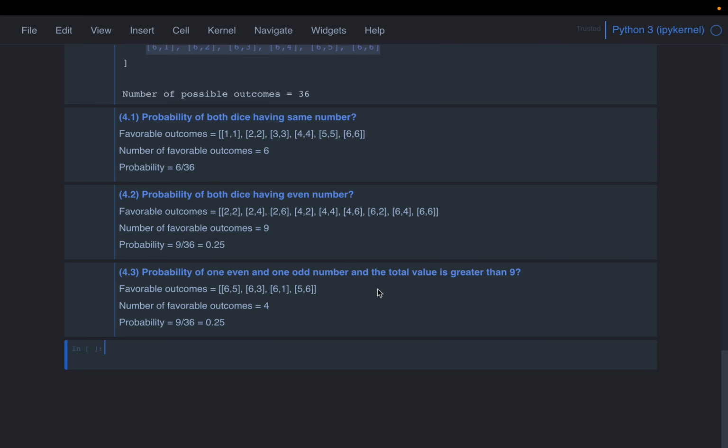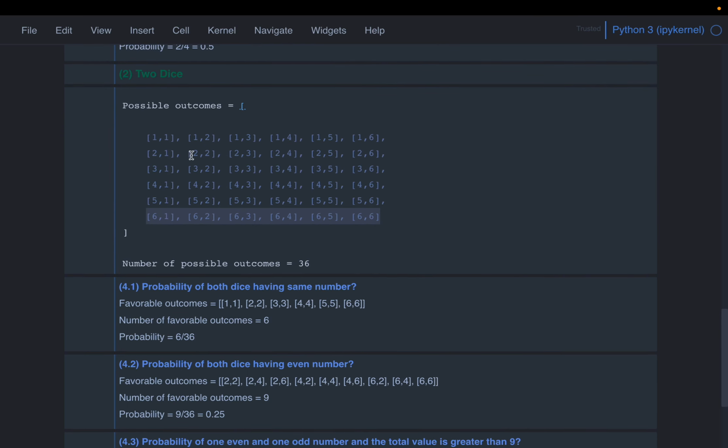Okay, so we are rolling 2 dice. One die should show an even number, one die should show an odd number, and the sum of the two numbers should be greater than 9. Okay, again, you can go through this.